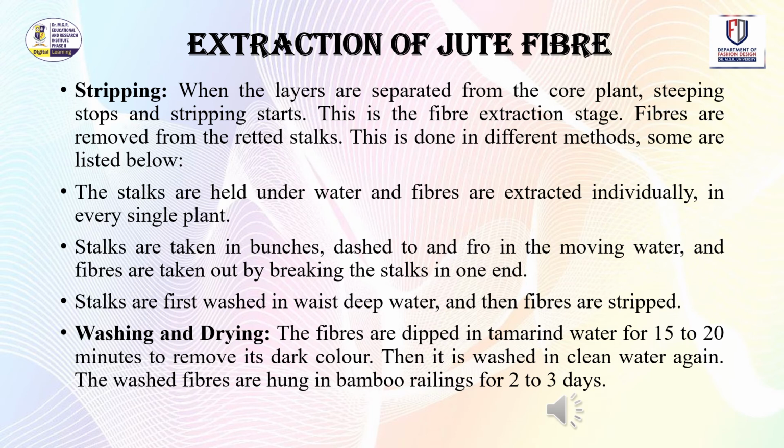Stripping. When the layers are separated from the stalk, the stripping starts. This is the fiber extraction stage. The fibers are removed from the retted stalk. This is done by different methods. Some are listed below. The stalks are held in the water and the fibers are extracted individually from every single plant. Stalks are taken in bunches, dashed to and fro in moving water, and the fibers are taken out by breaking the stalks at one end. Stalks are first washed in waist deep water, and then the fibers are stripped.